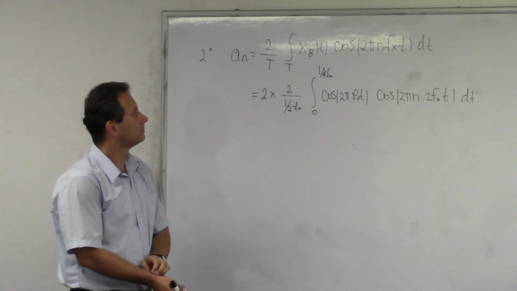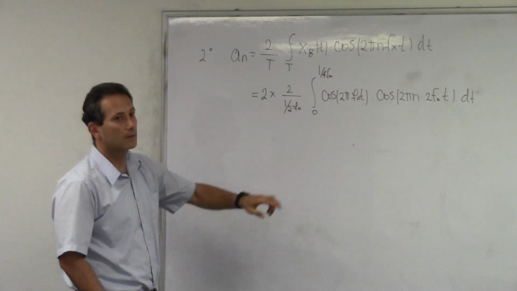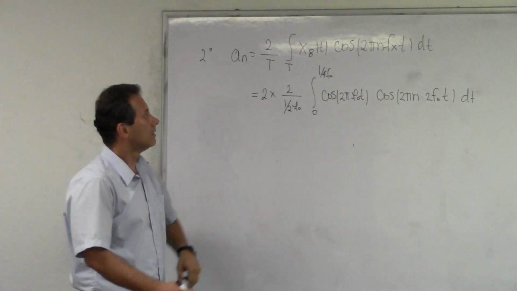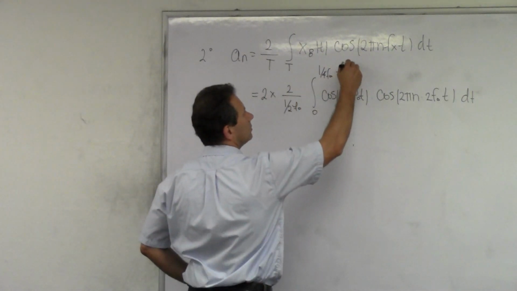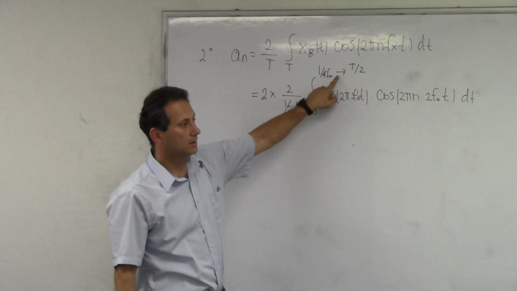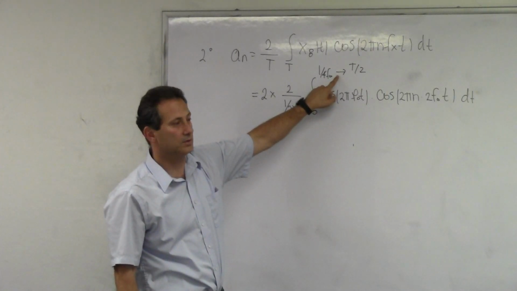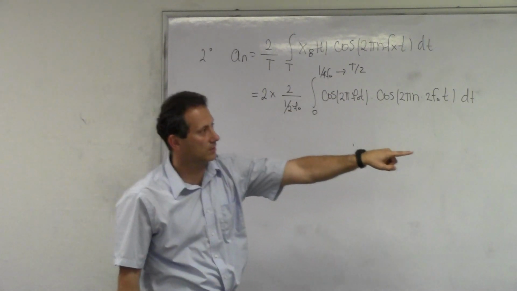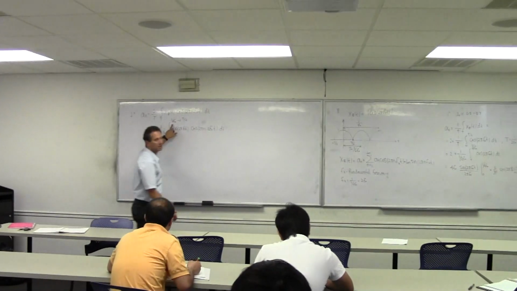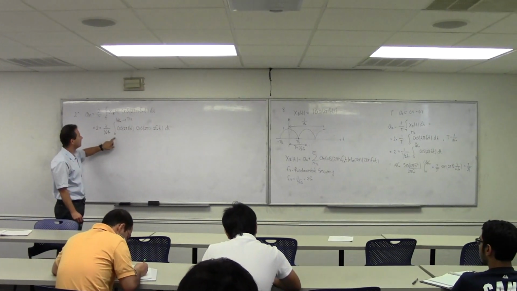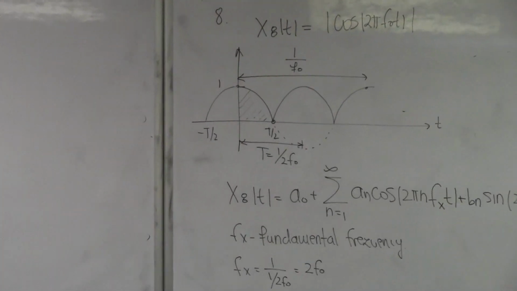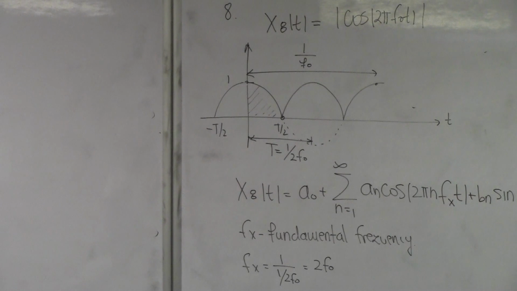Go ahead. 1 over 4f0. I think we multiply because we are already using the right side. Yeah, this is your T over 2. What is the value of T? T is 1 over the fundamental frequency, and look at it over there, T is 1 over 2f0. So T over 2 is 1 over 4f0. I would have integrated from minus T over 2 to T over 2, but I put 2 here, and I'm integrating from 0, just the right-hand side.